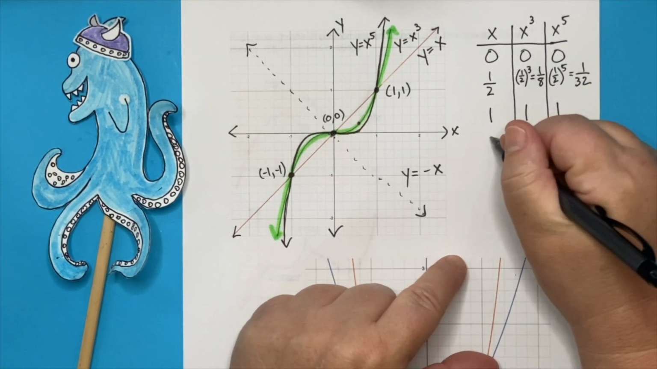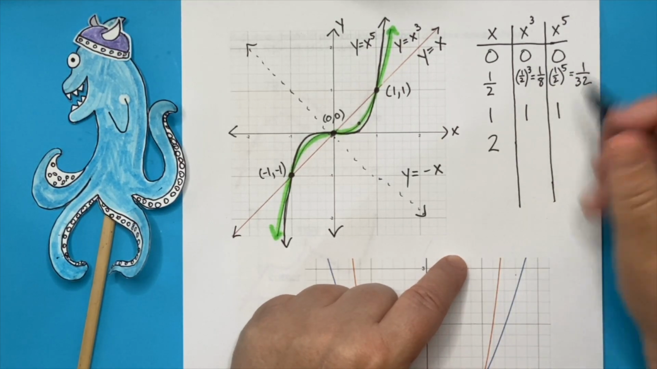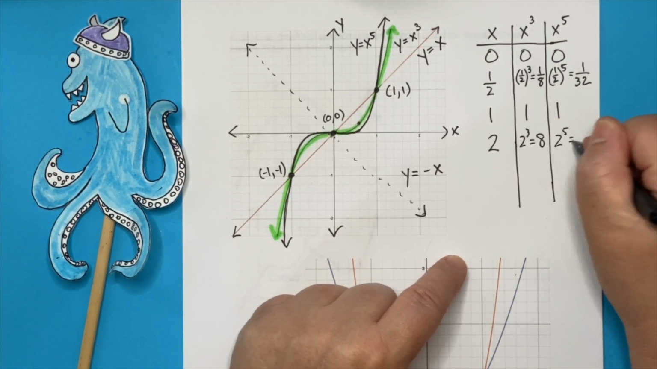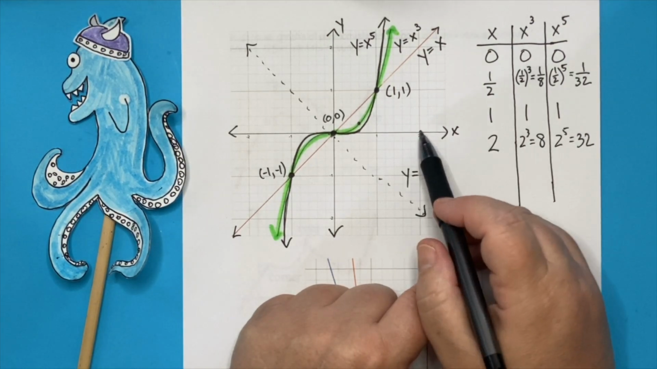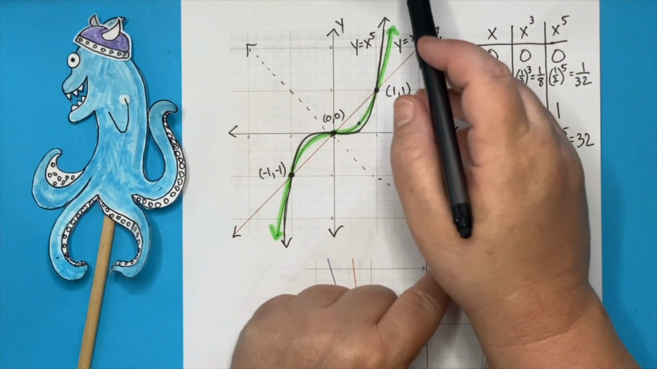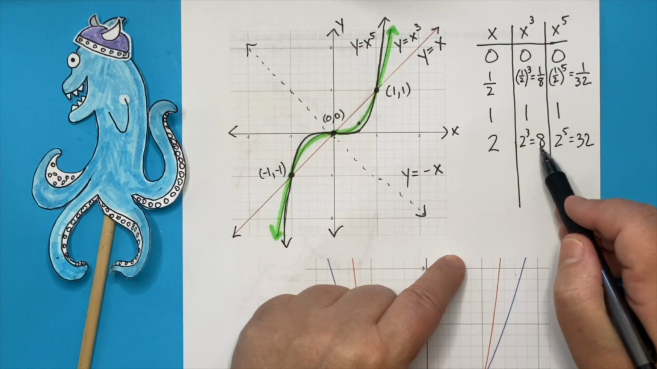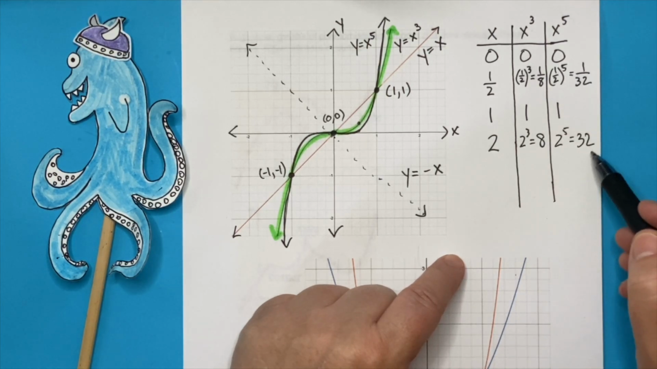On the other hand, if we look at a number like 2, 2 cubed is going to be 8, and 2 to the 5th is going to be 32. So in terms of 2, and you can't even see it on this graph because the numbers get so big, but x cubed is less than x to the 5th.